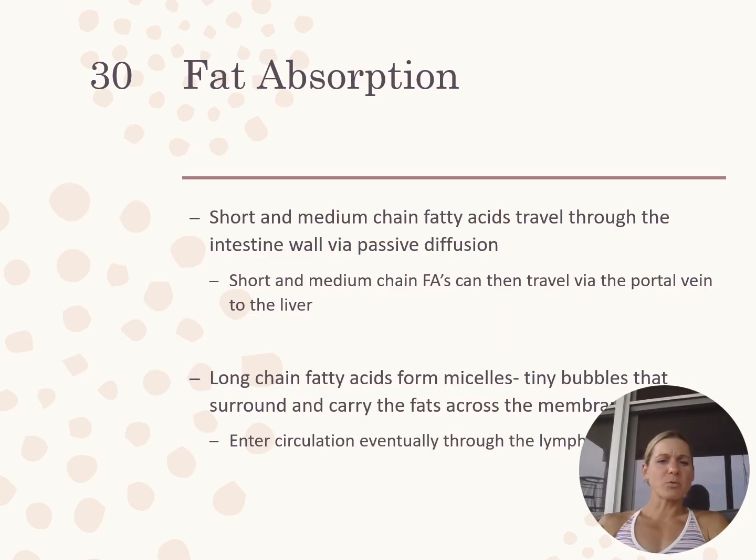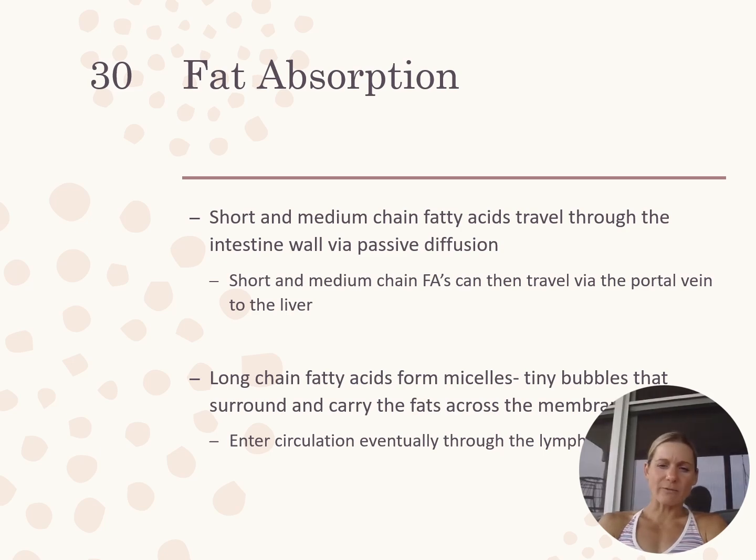Okay. Fat absorption. In the small intestines, we have short and medium chain fatty acids that are going to travel through the intestinal wall through a process known as passive diffusion. And our short and medium chain fatty acids are then going to travel through the portal vein, or the hepatic portal system, into the liver. So again, that was the same pathway that the carbohydrates took once they went through their absorptive processes. And so we'll do the same thing with our short and medium chain fatty acids.